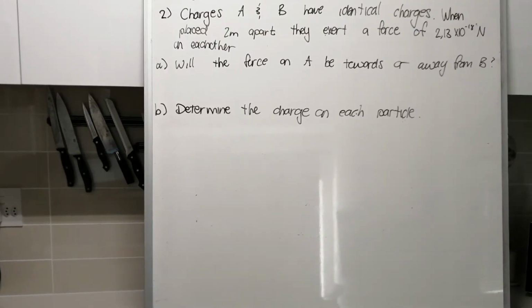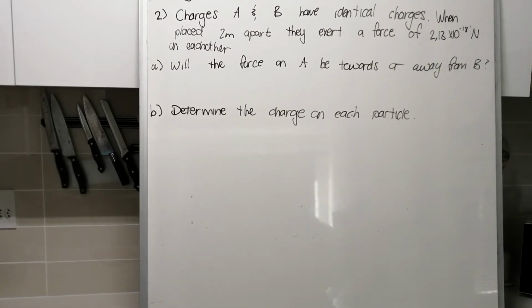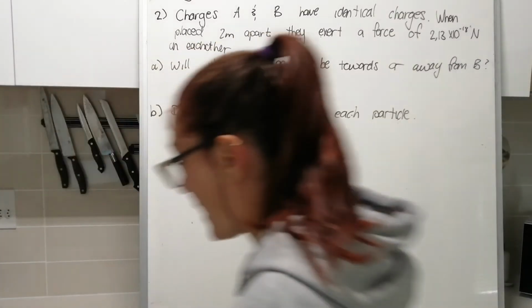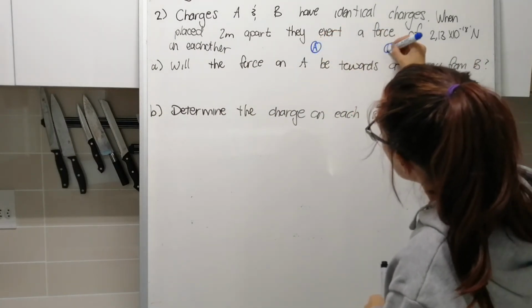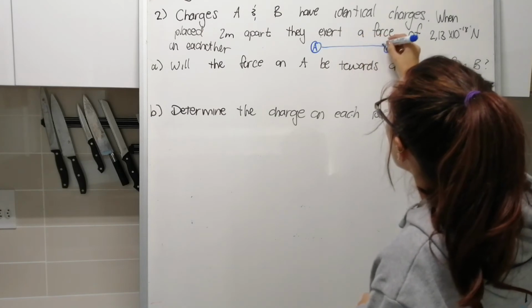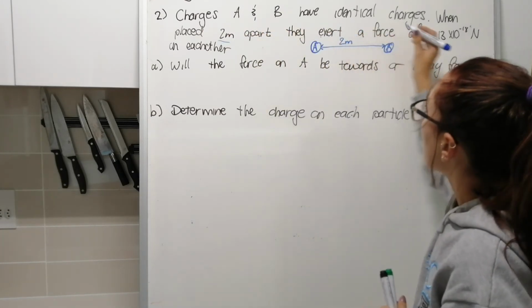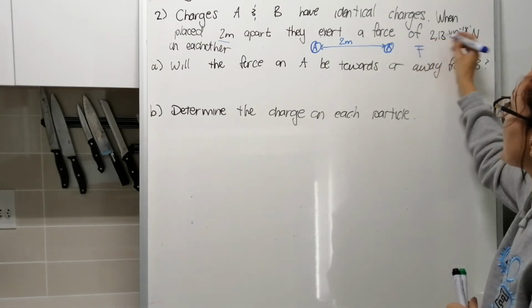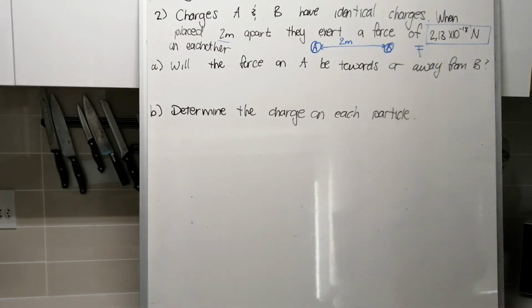Okay guys, here's your example 2. We've got charges A and B with identical charges. When they're placed 2 meters apart, they exert a force of 2,13 times 10 to the negative 18 newtons on each other. Okay, so again, I'm just going to draw a little diagram of this. So we've got charge A and we've got charge B. We know that they are 2 meters apart, and we know that the force being experienced is 2,13 times 10 to the negative 18 newtons.